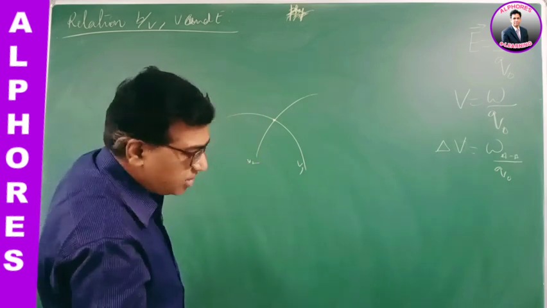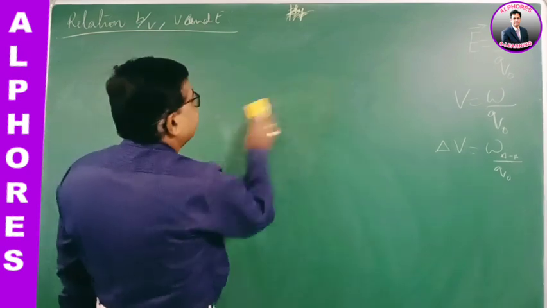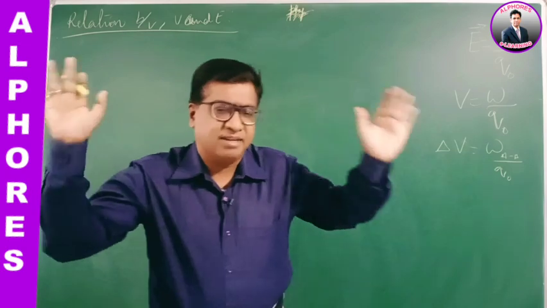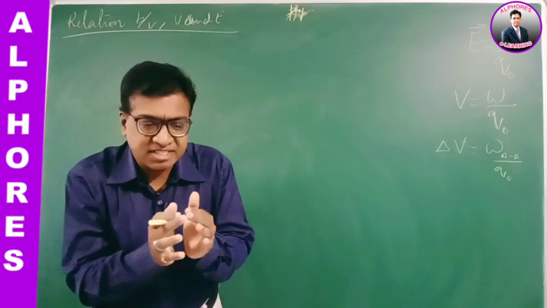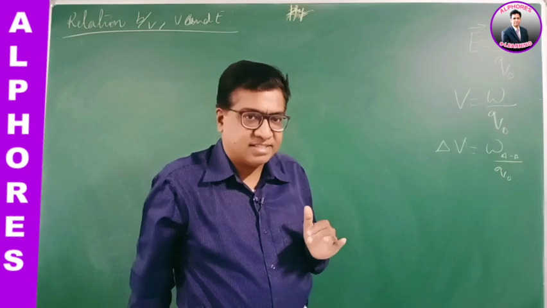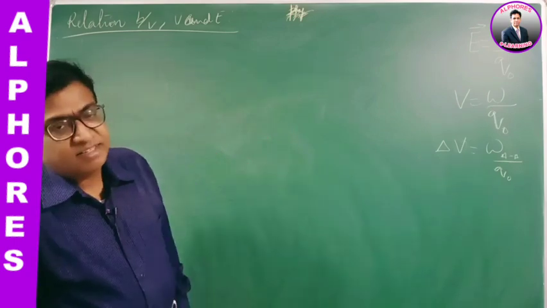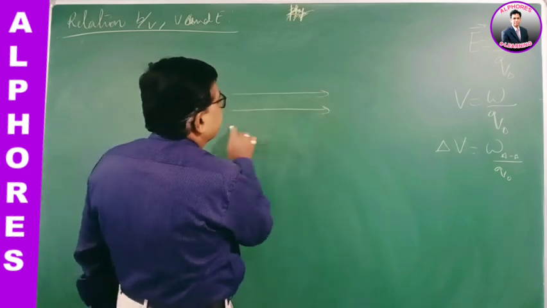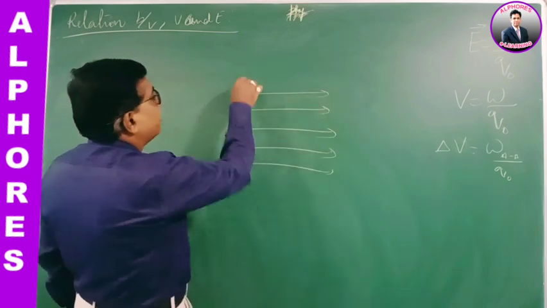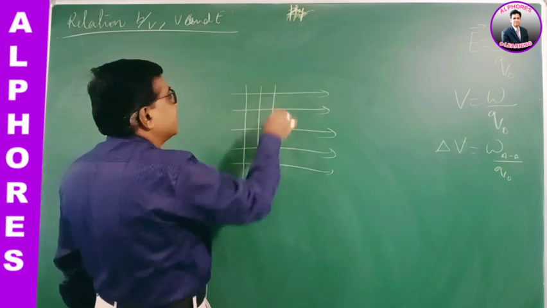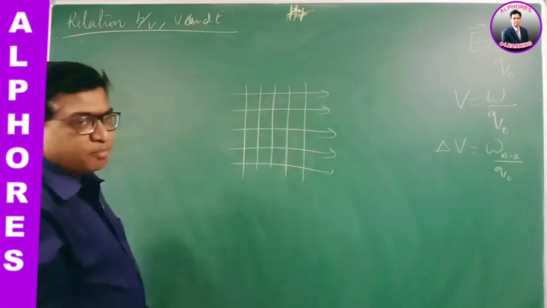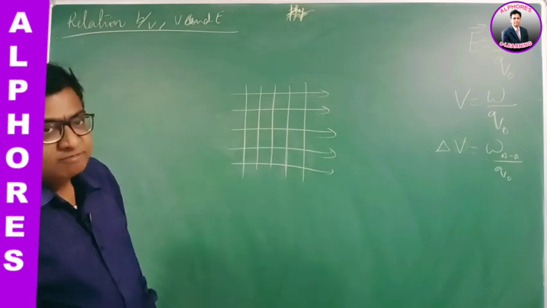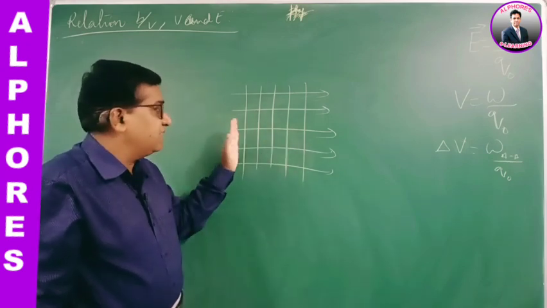And equipotential surfaces for various bodies we have taken. For a point charge, it is a family of concentric circles, an infinite number. For a plane, suppose if I consider a uniform electric field like this, then equipotential surfaces are parallel planes like this, at any point perpendicular to the electric lines of force. They are parallel planes. Well, in a uniform field, they are equidistant.